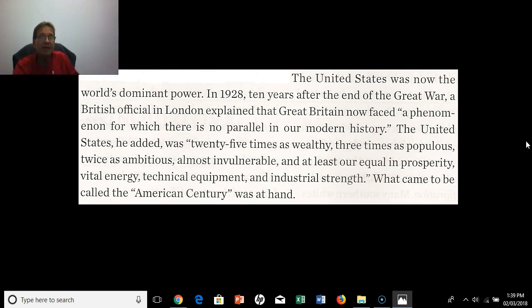In 1928, 10 years after the end of the Great War, a British official in London explained that Great Britain now faced a phenomenon for which there is no parallel in our modern history. The United States, he added, was 25 times as wealthy, 3 times as populous, twice as ambitious, almost invulnerable, and at least our equal in prosperity, vital energy, technical equipment, and industrial strength. What came to be called the American century was at hand.